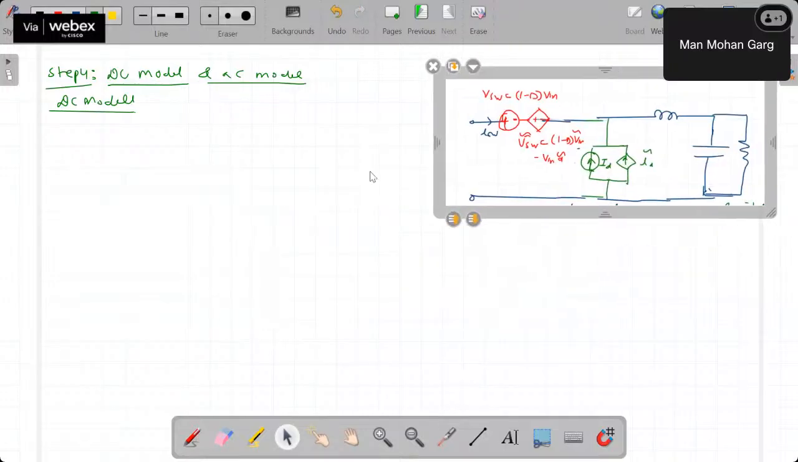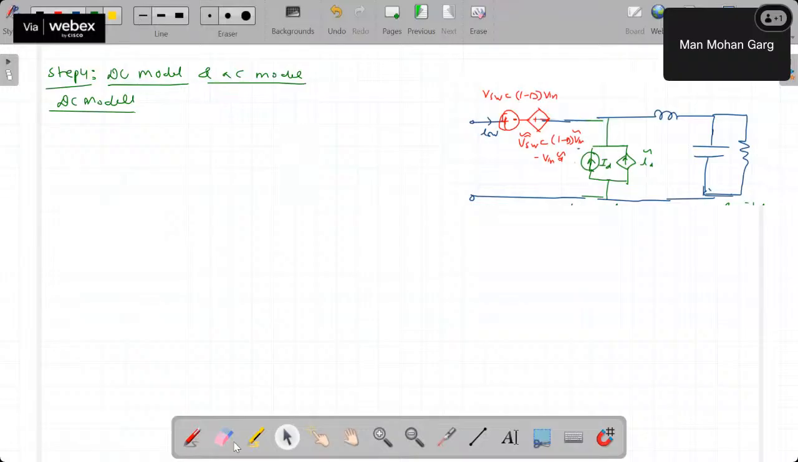Let's say this one. This is our model. Now from this model, we want to obtain the DC model. One more thing I want to tell you is that the remaining quantities are small signal plus large signal. So V in will be V in plus V in tilde, and I_SW will be I_SW plus I_SW tilde. These two are the same.